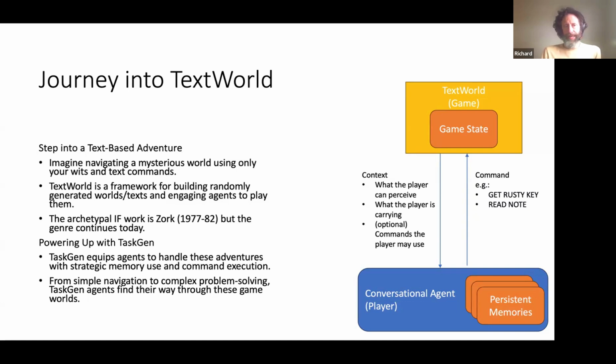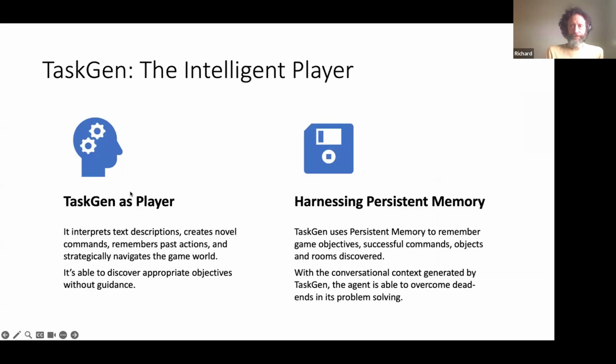However, in the examples I've used for this paper as a demonstration, the worlds don't change independently of the player's actions. But that wouldn't necessarily change very much. You can go to the next slide, please, John. So TaskGen as a player interprets the descriptions given, creates novel commands, remembers past actions, strategically navigates the game world, and is able to discover appropriate objectives without guidance.